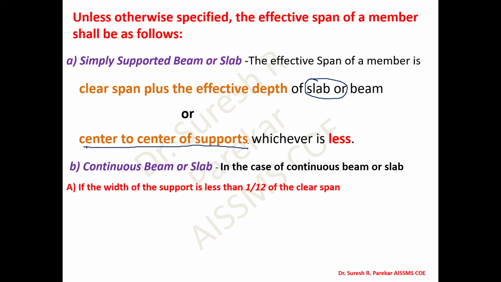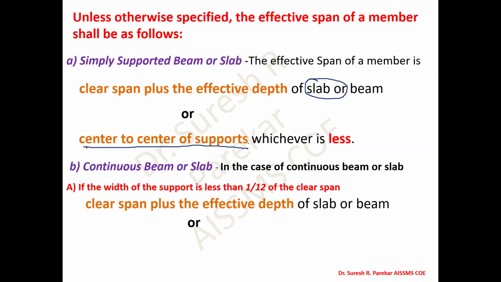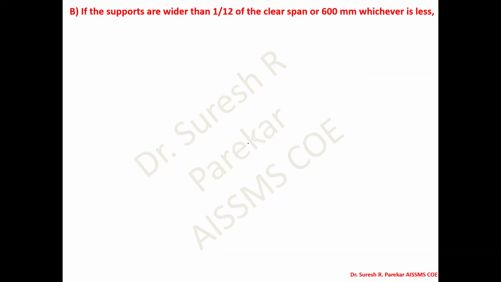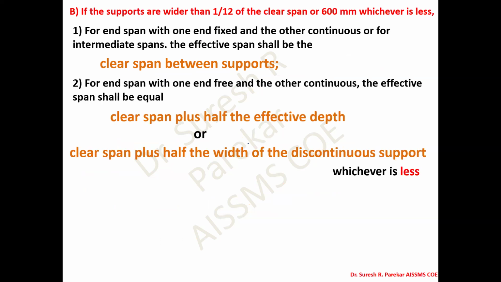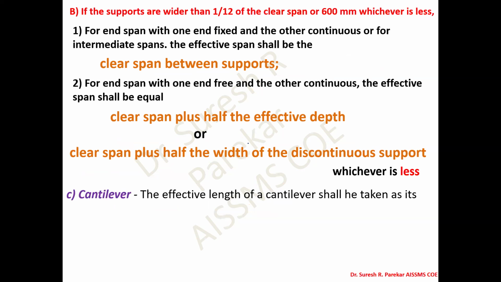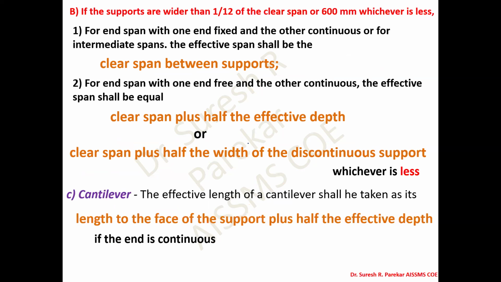Then continuous beam. So these are the clauses. There you can write directly clear span plus effective depth. If the question asks, then you can go to this B part of the clause, on page number 34. So center to center distance, whichever is less. If the support is wider than 1 by 12 or smaller than 1 by 12, we have to go in this fashion. For cantilever, it is from the face of the support plus half the effective depth. So this is your first step, center to center distance or clear span plus effective depth.